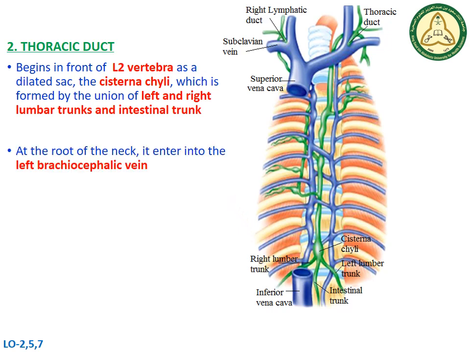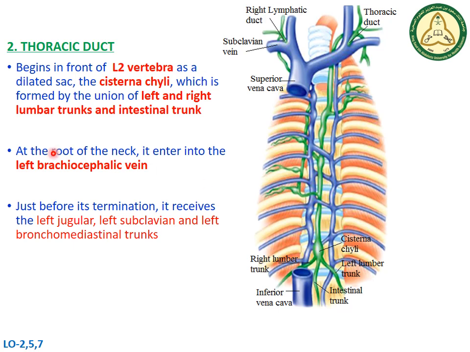Then at the root of the neck, it enters the left brachiocephalic vein. So the cisterna chyli gives off a main duct. This is a very long thoracic duct.